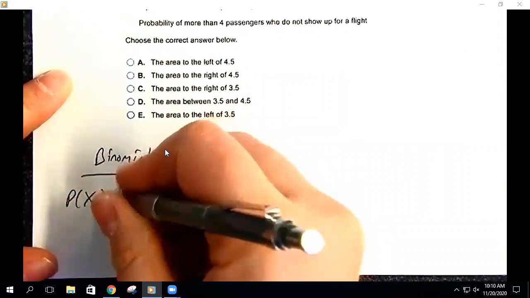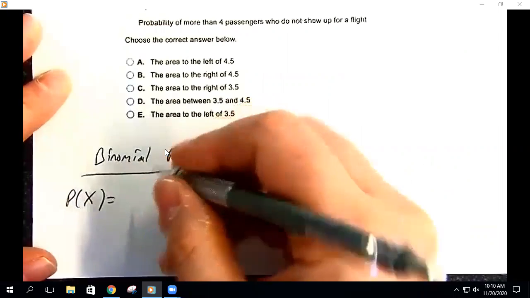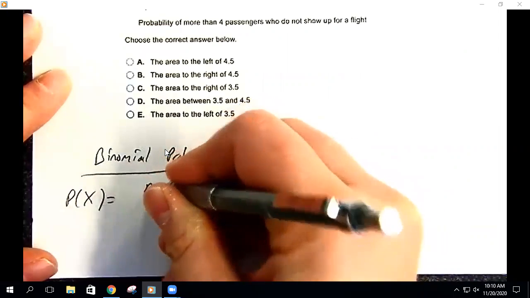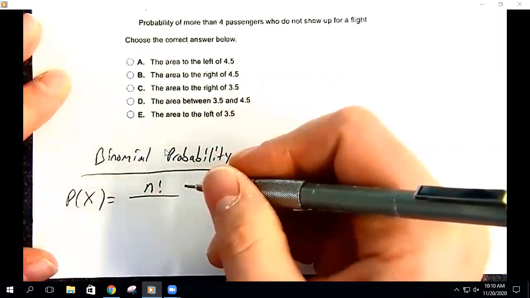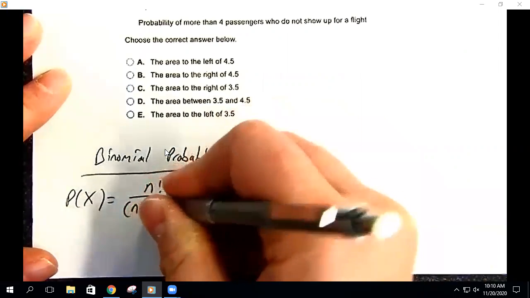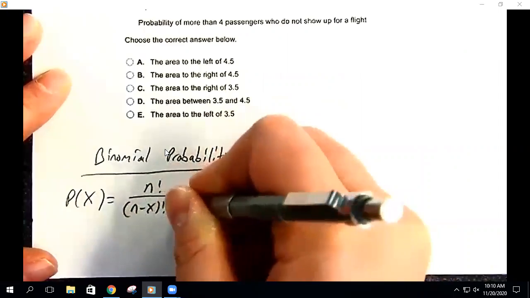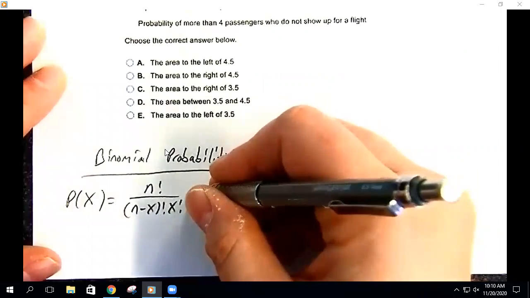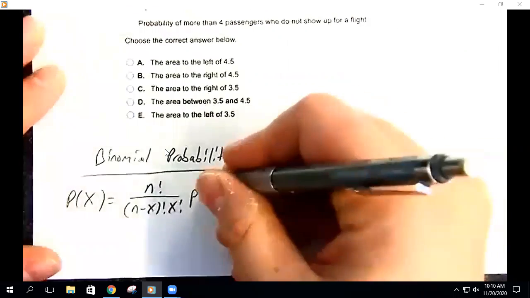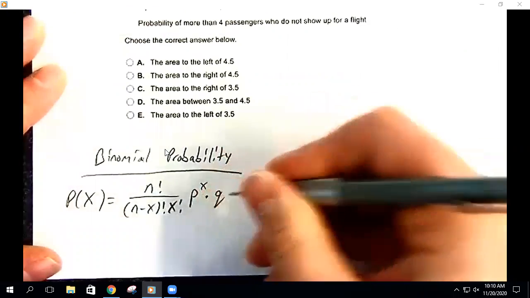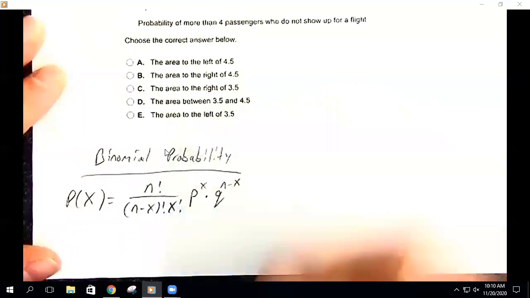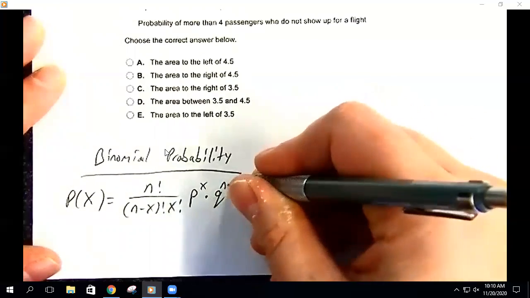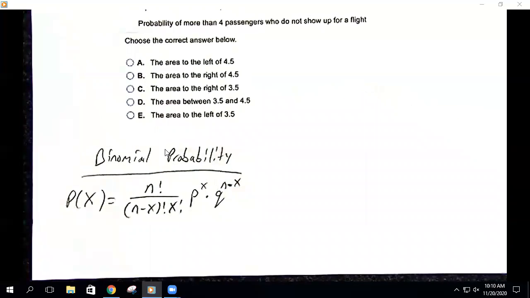And we write this as the probability of x, and it equals our combination formula we saw maybe back in chapter 4 a while ago. And that's n factorial over n minus x factorial times x factorial, where you have n trials and you want x successes. That's times the probability p, which is the probability of success, raised to the x, which is the number of successes, times q, which is the probability of failure, raised to the n minus x. So that's the formula, and we did several problems with it in the past.